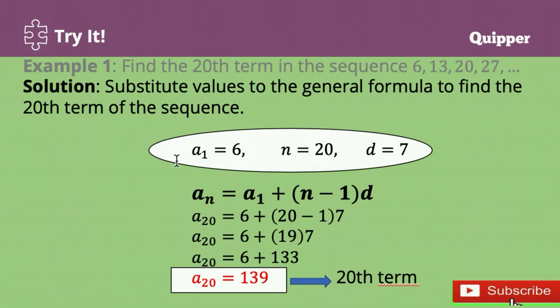Then, substituting these values in our general formula in finding the nth term of an arithmetic sequence, we have a sub 20, or the 20th term, is equal to 6 plus the quantity of 20 minus 1 times 7. Again, we have to solve first what's inside the parentheses by following PEMDAS. So 20 minus 1 is 19. Then 19 times 7 is 133. Plus 6 is 139. Therefore, the 20th term is 139.